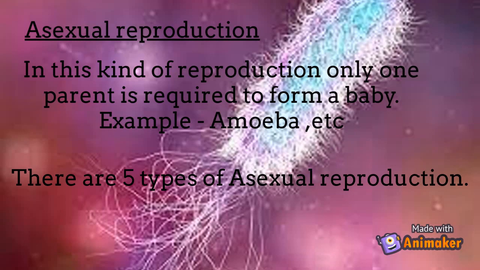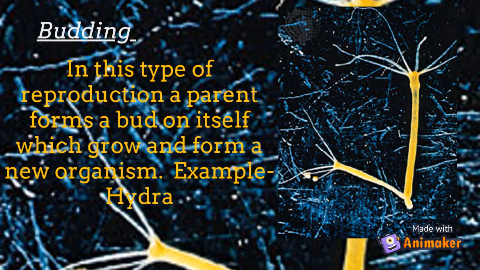Asexual reproduction. In this kind of reproduction, only one parent is required to form a baby. Example, amoeba, etc. There are 5 types of asexual reproduction. Budding. In this type of reproduction, a parent forms a bud on itself which grows and forms a new organism. Example, hydra.